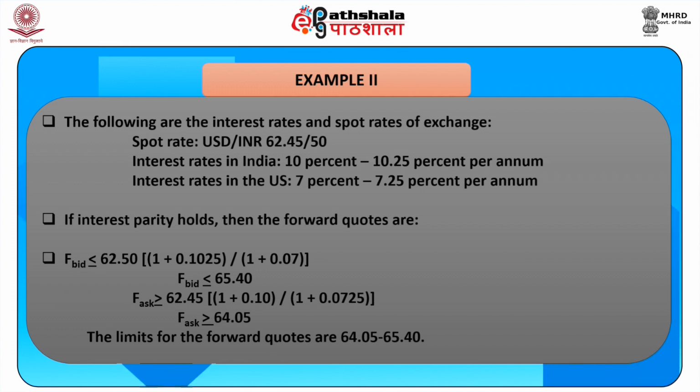Forward asking is greater than 62.45 within bracket 1 plus 0.10 bracket close divided by bracket 1 plus 0.0725 bracket closed. That is, forward asking is greater than or equal to 64.05. The limits for the forward quotes are therefore between 64.05 to 65.40.